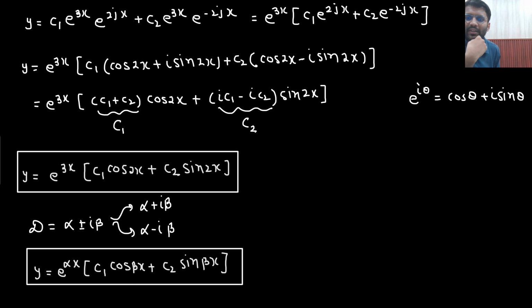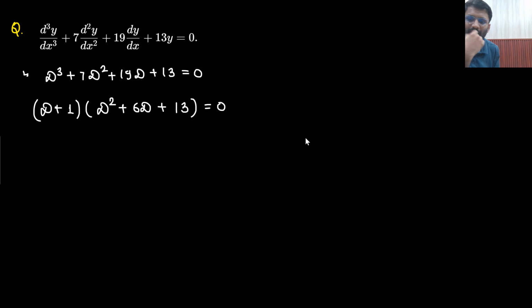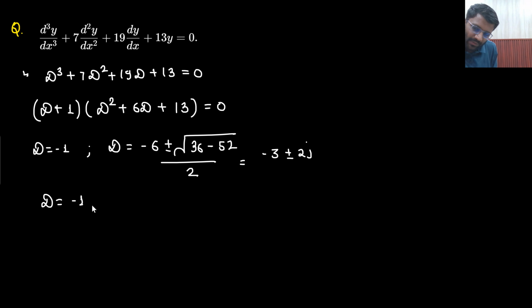So d square plus 6d plus 13. I hope we have already solved it. Yeah, let's solve it. So what roots will you be getting? From here I am getting the root d equals minus 1. And from here I will get minus b plus minus under root b square minus 4ac upon 2a, which will come out to be minus 3 plus minus 2j. So the roots you are getting are d equals minus 1, minus 3 plus minus 2j.